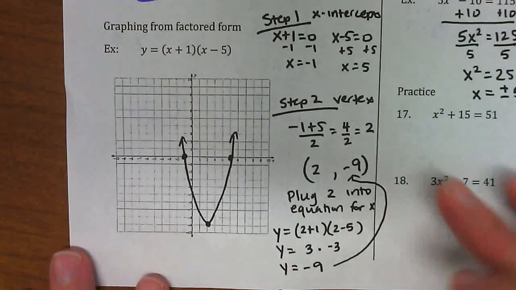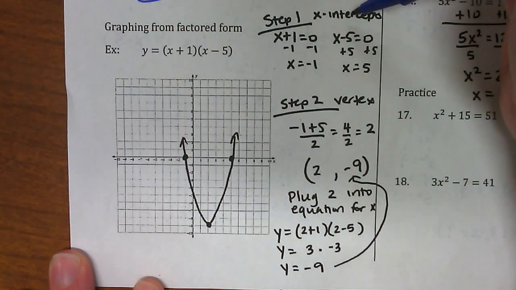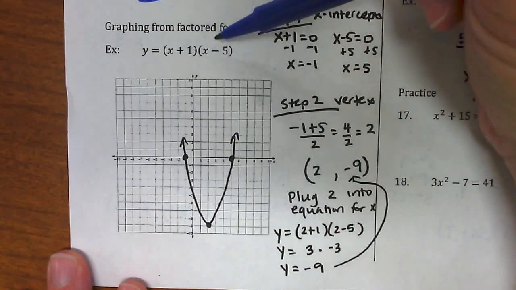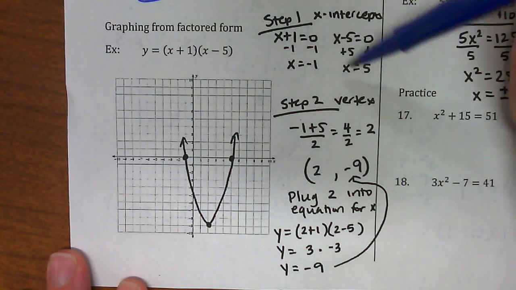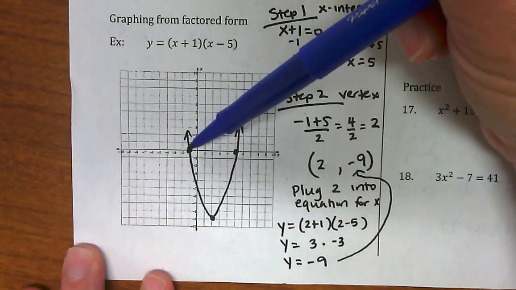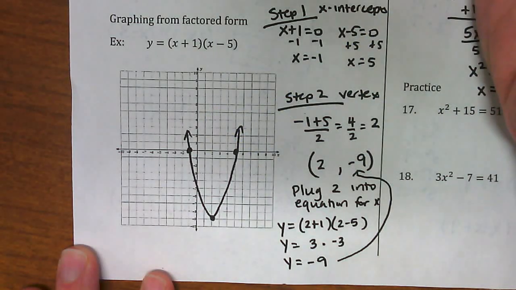When we graph from factored form, we use our intercepts. Remember that the words intercepts, solutions, zeros, and roots all mean the same thing. So our very first step is to set each factor equal to 0, and that gives us our x-intercepts. In this example, we got -1 and 5. So we put those points on our x-axis.